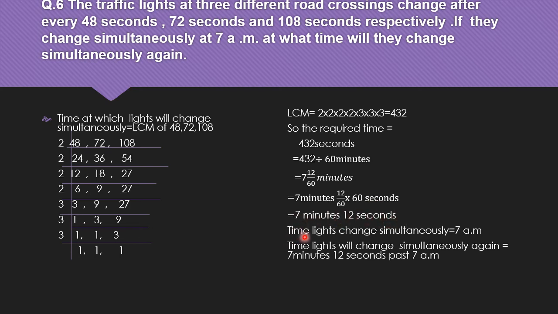The time the lights change simultaneously is 7 am. The time the lights will change simultaneously again is 7 minutes 12 seconds past 7 am. That means after 7 am, 7 minutes and 12 seconds.